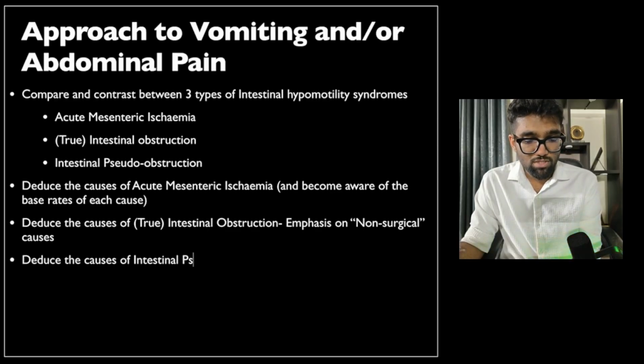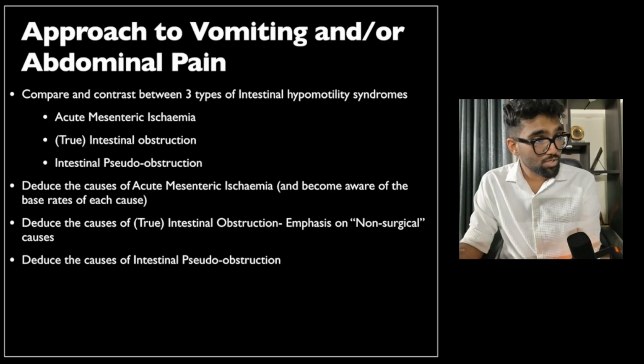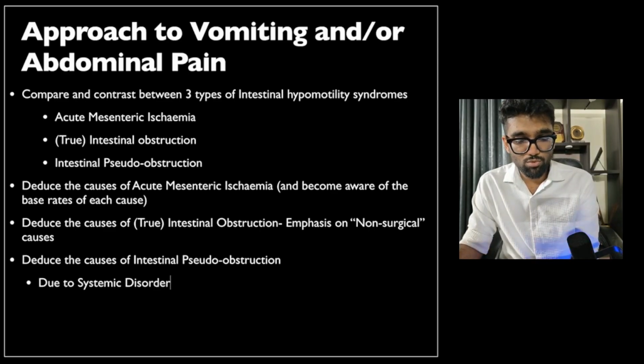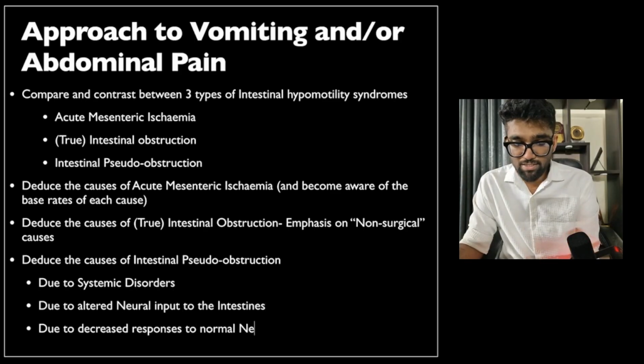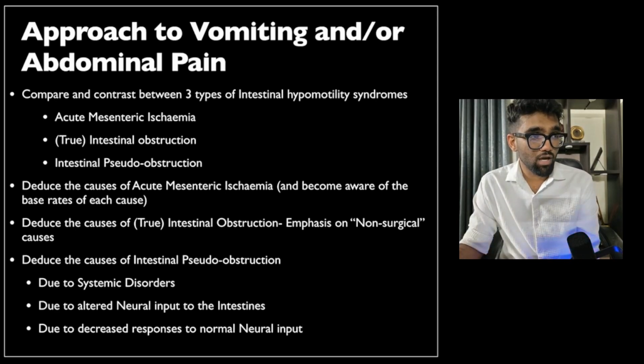We'll try to deduce the causes of intestinal pseudo obstruction using its mechanisms. This could be due to systemic disorders, or this could be due to an alteration in neural input to the intestines. And finally, it could be due to a decreased response of the intestine to otherwise normal neural input.